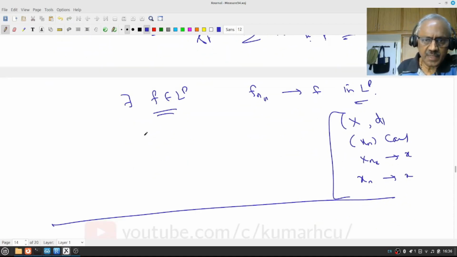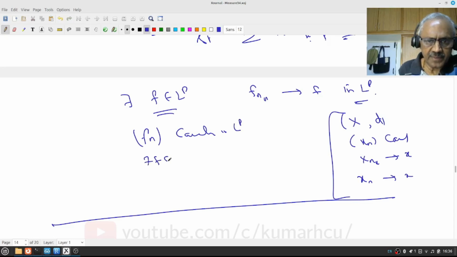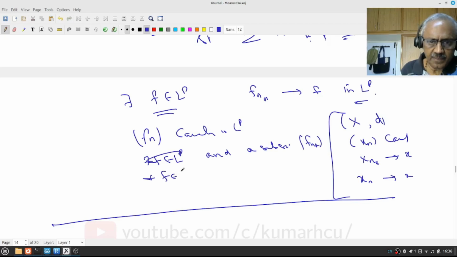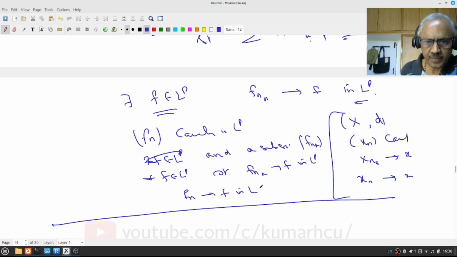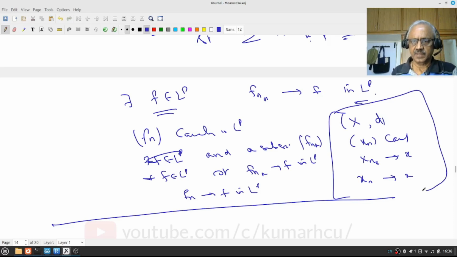Now, how does it help? fn is Cauchy in LP, and there is an f in LP and a subsequence fnk so that fnk converges to f in LP. That means fn converges to f in LP. Why does it follow? That is the metric space result. If (X, d) is a metric space, xn is Cauchy, and I know there is a subsequence xnk which converges to x, then xn converges to x. Most often when you prove any Cauchy sequence of real numbers is convergent, this result is what you used.